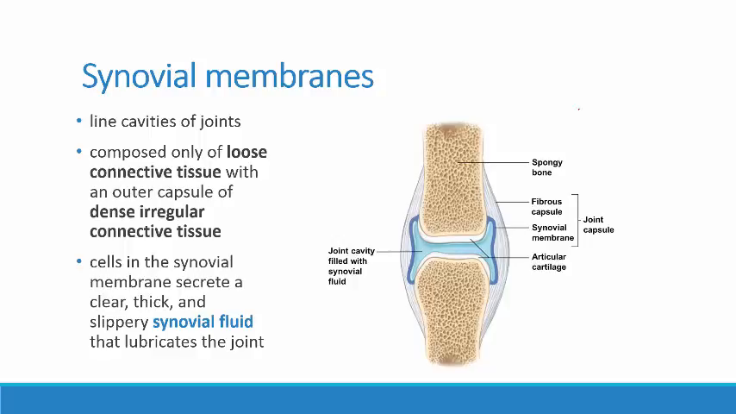They line the cavities of the synovial joints, and they're composed only of a loose connective tissue. So there's a loose connective tissue on the interior, and it produces a fluid that is placed into the synovial cavity. And then on the exterior is a dense, irregular connective tissue that makes a nice, firm covering to the capsule. The secretory cells in the loose connective tissue produce the synovial fluid.